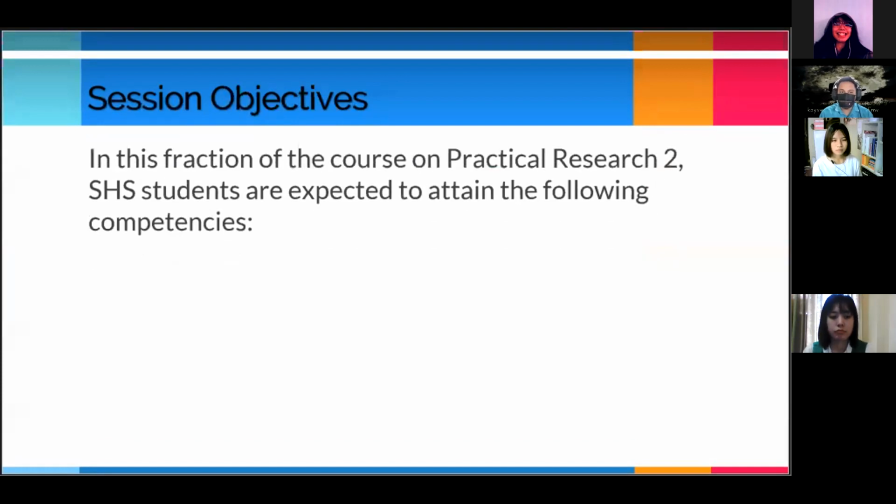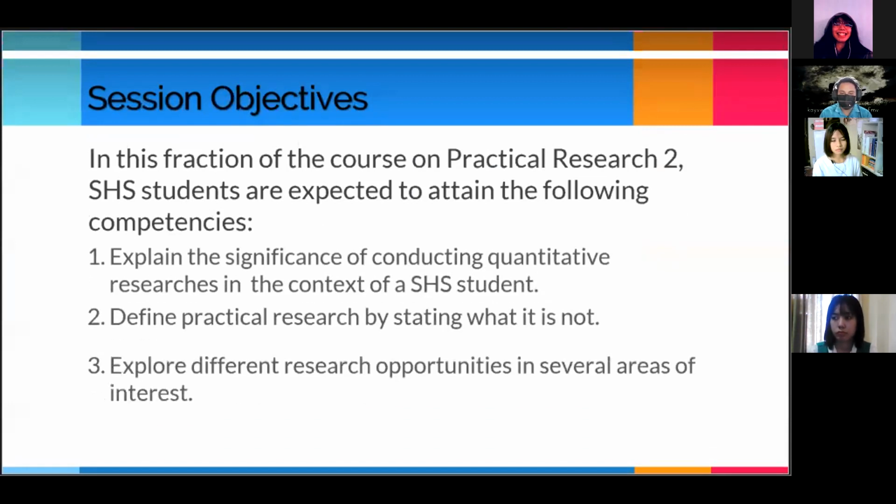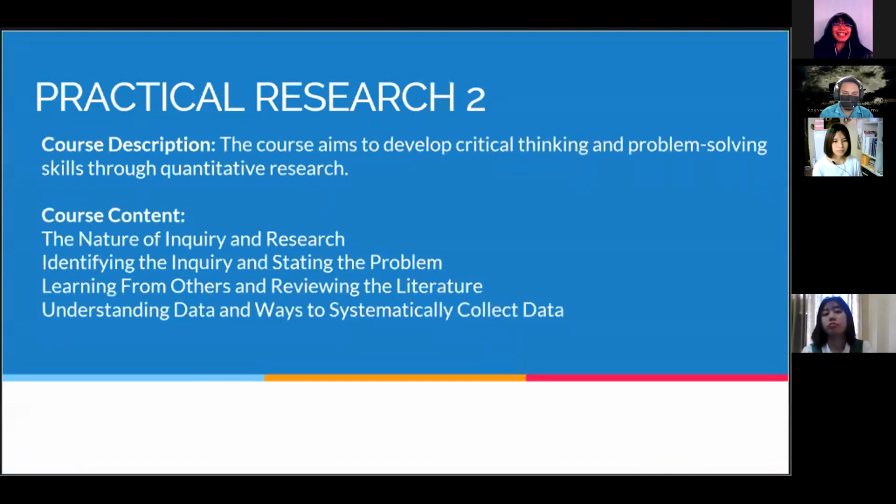Okay, session objectives. So in this portion of the course on Practical Research 2, senior high school students are expected to attain the following competence. Okay, so na-explain naman sa inyo yan. Okay, so course orientation, na-explain na yan.